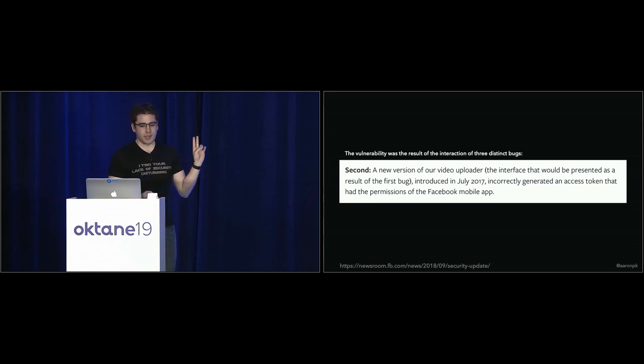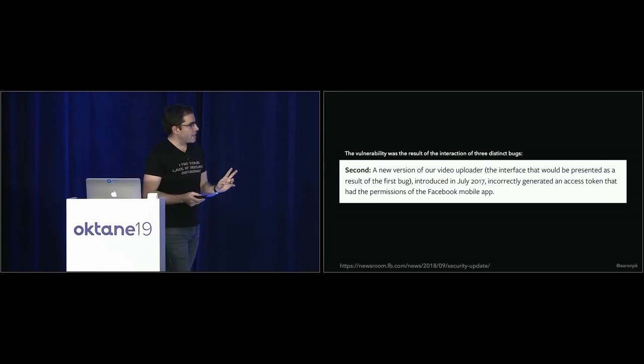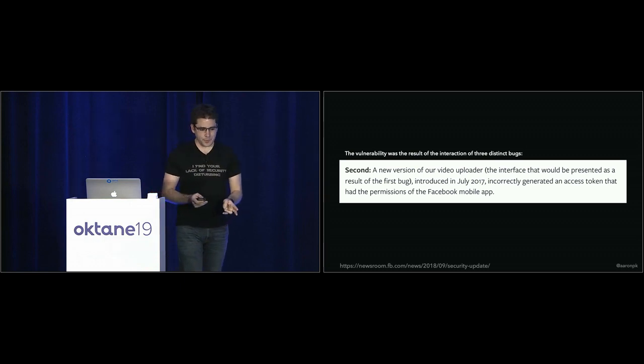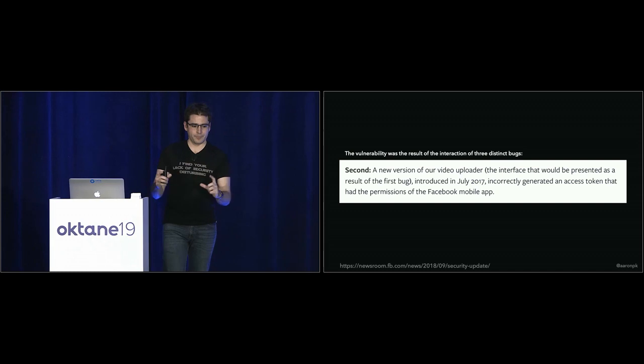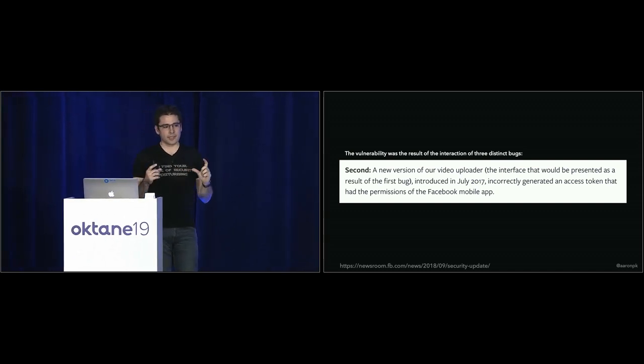Second bug, unrelated. They made a new version of the video uploader, which was the thing that would pop up. And that incorrectly generated an access token that had the permissions of the Facebook mobile app. Normally, this video uploader is supposed to have the permission to just upload a video, right? So you can imagine, whatever you're doing with your access tokens to control their capabilities, it was supposed to be limited to the ability to post videos. Instead, it had the permissions of the Facebook mobile app, which means basically it can do anything, because the mobile app can do almost everything. Okay, so hold that one in your mind now.